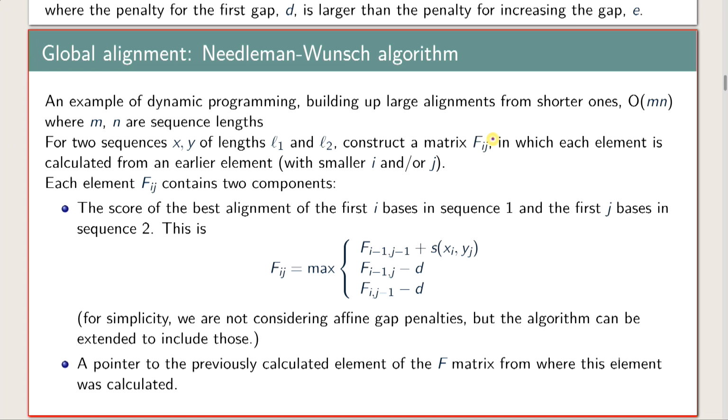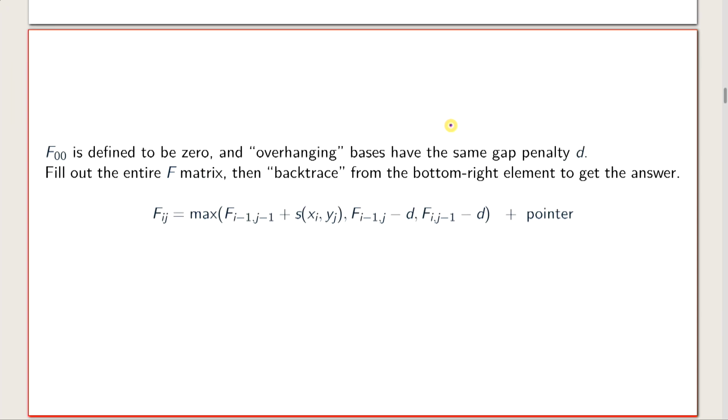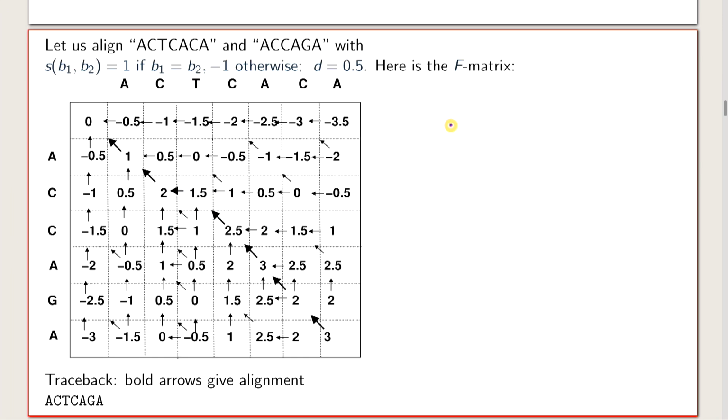This matrix gives the best alignment for the first I letters of X and the first J letters of Y. And it turns out you can calculate each element of this matrix from the previous elements of the matrix. So let's go to this. The idea is that each element of this matrix contains the best score. So supposing you're aligning these 2 sequences, this element would be, how do you align the single letter A with the 3 letters ACT? What is the best possible score you can get?